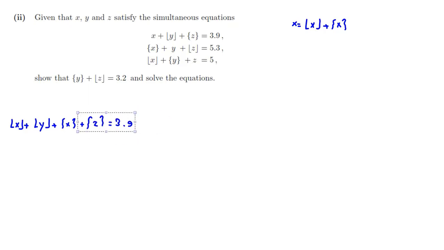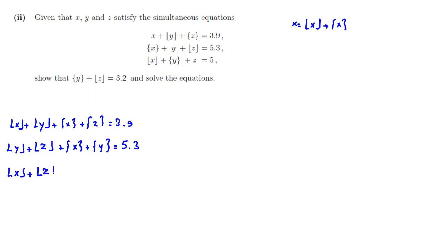equals this. Now for the next one, if you write y as fractional part of y plus integer part of y, it will be integer part of y plus integer part of z, and fractional part of y and fractional part of x, plus fractional part of x and y, equals 5.3. Integer part of x plus integer part of z plus fractional part of z plus fractional part of y and fractional part of z equals 5. Okay.